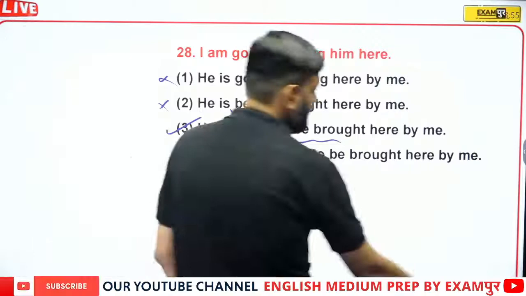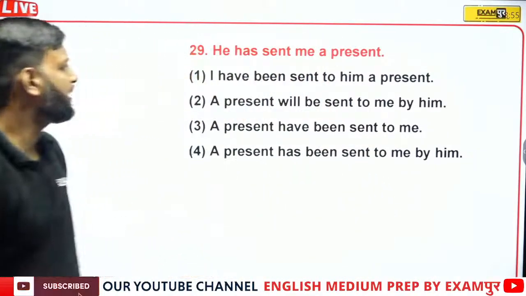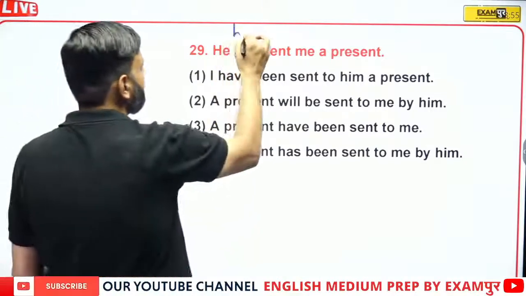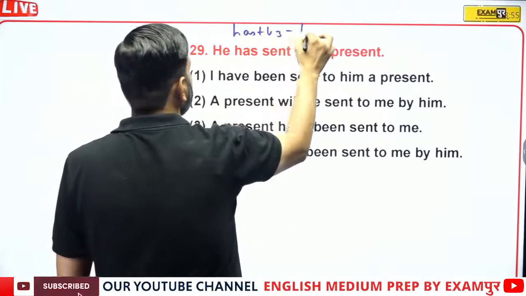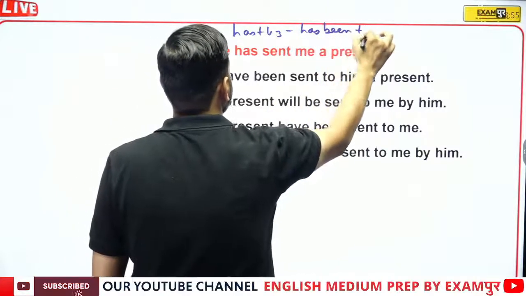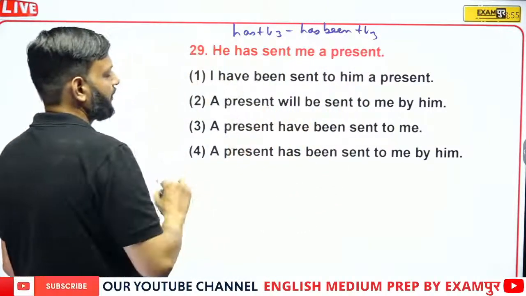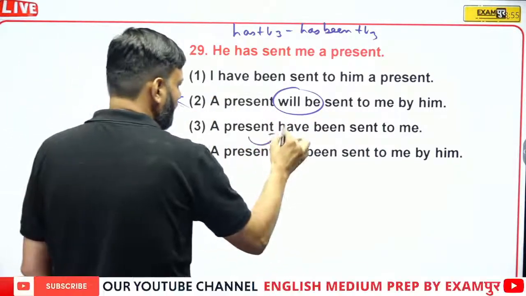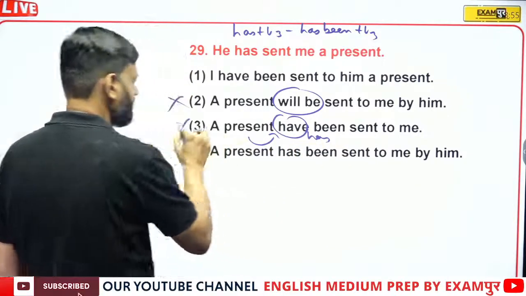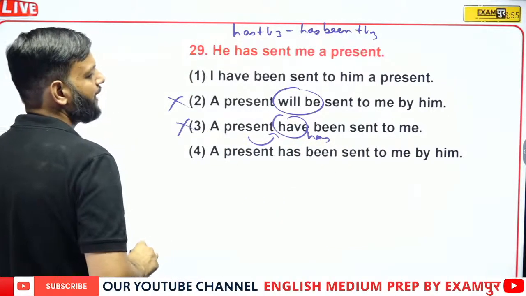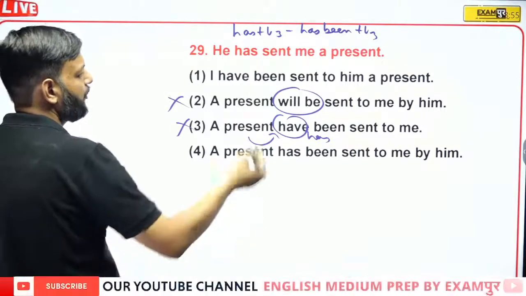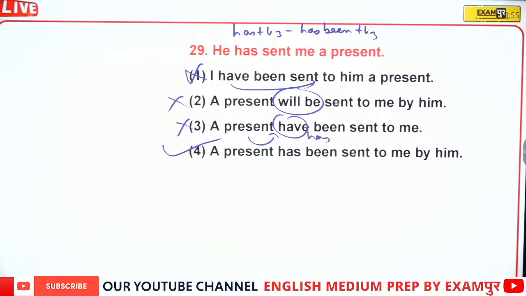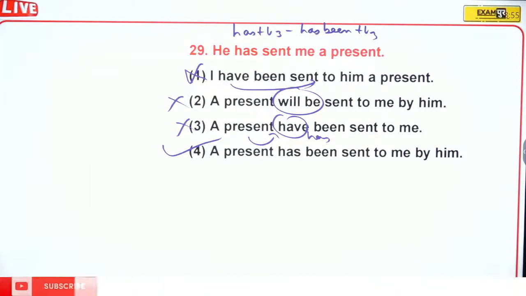Now the next one, 29. He has sent me a present. So here we have has plus V3. In passive it should be has been plus V3. Okay. So here wrong tense. Here wrong verb. With present, we have to use has. Wrong tense, eliminate. A present has been sent to me by him. I have been sent to him. No, I have not been sent. A present has been sent. So option number 4 is the right answer. Okay, 4 is the right answer.